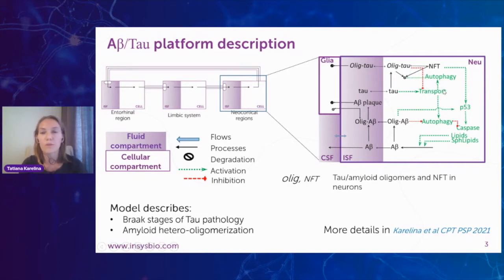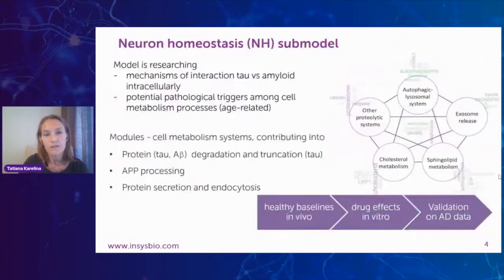In fact, of course, there are many more variables, processes, and interactions between them. Toxic species such as oligomers or tangles can activate other signaling processes such as p53 or, for example, caspase, and these processes may further lead to neurodegeneration. So finally, our model was able to describe Braak stages of tau pathology, and it was also able to describe heterooligomerization of amyloid beta, because we consider different types of A beta monomers, such as A beta 40, A beta 42, or even pyroglutamate modified amyloid beta. So more details you can find in our publications.